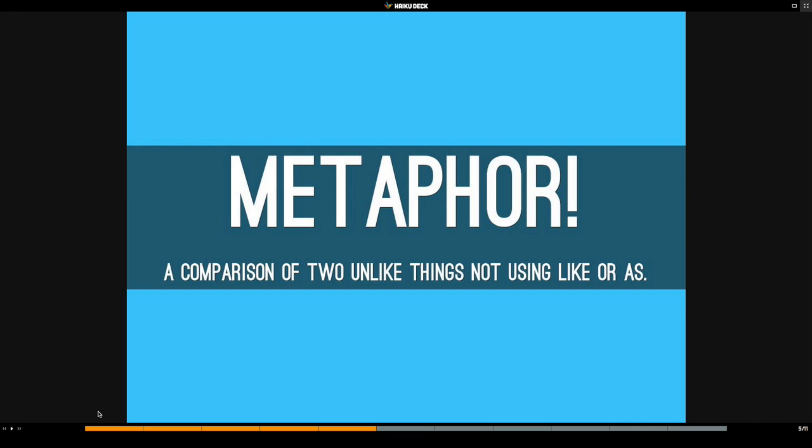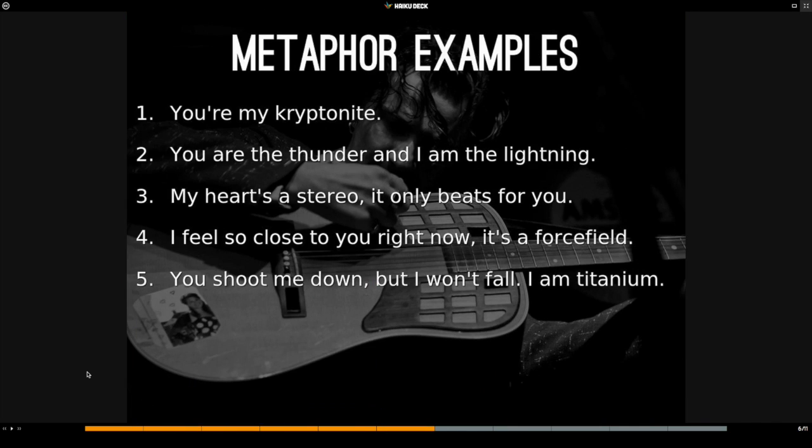So let's look at some more song lyrics. I have 5 for this one.